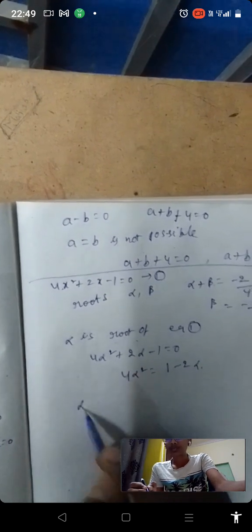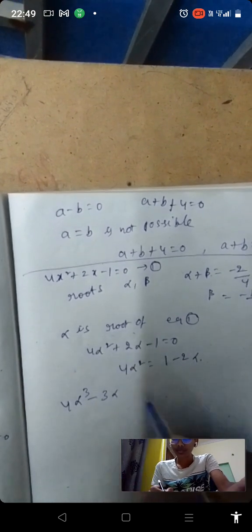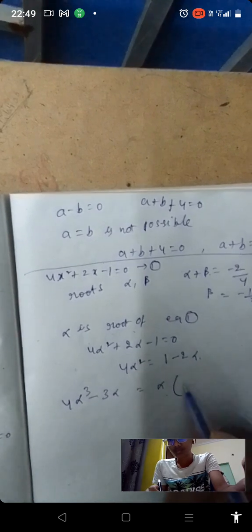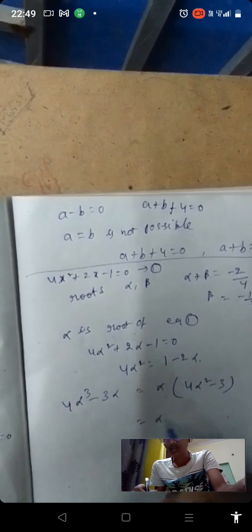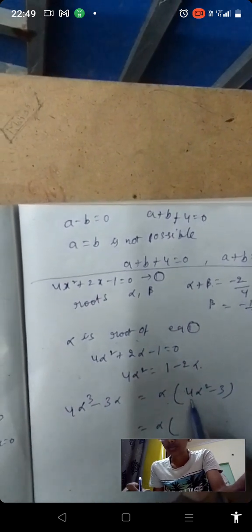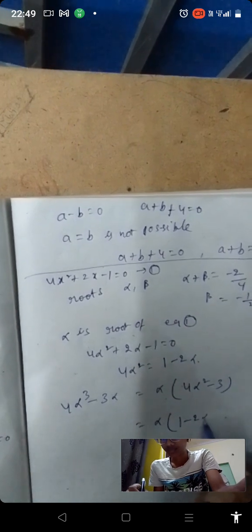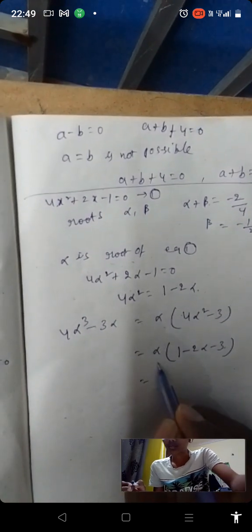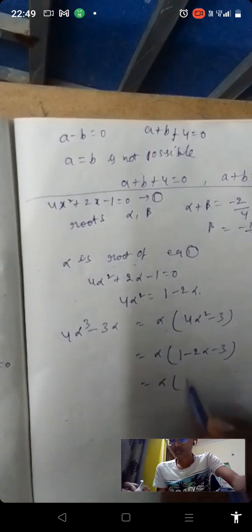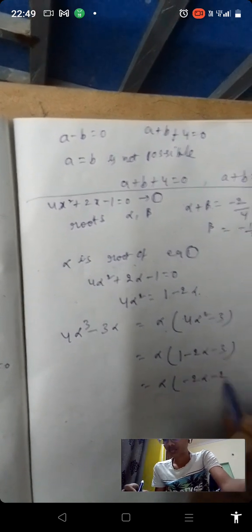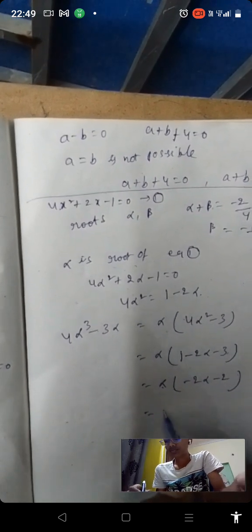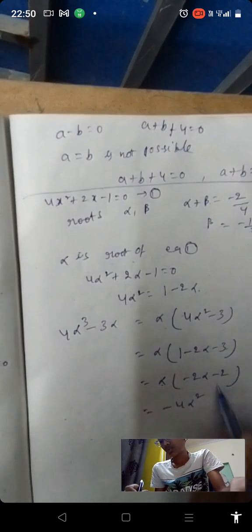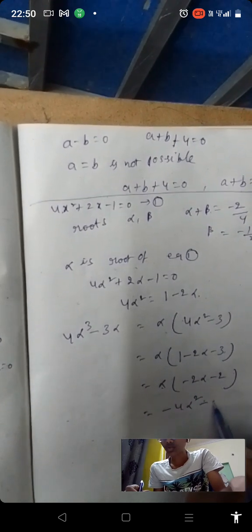So 4 alpha cube minus 3 alpha. Take alpha as common: alpha times 4 alpha square minus 3. 4 alpha square means 1 minus 2 alpha, minus 3. Here alpha of minus 2 alpha minus 2, multiply: minus 4 alpha square minus 2 alpha.